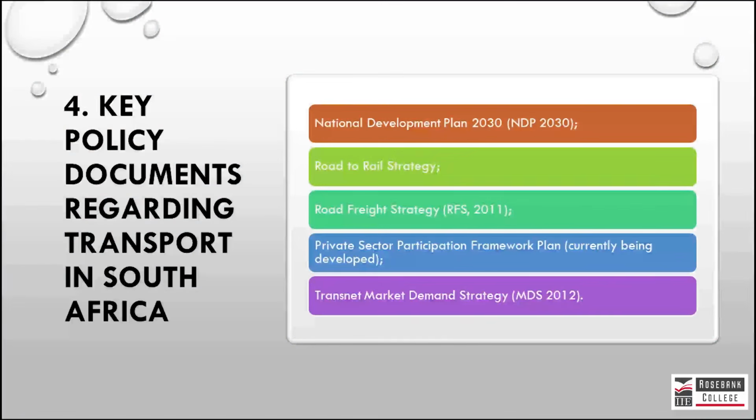Now we look at key policy documents in South Africa. There are many policy documents in South Africa in relation to transport. However, the following 5 are the most important. The National Development Plan 2030, Road to Rail Strategy, Road Freight Strategy, Private Sector Participation Framework Plan, which is currently being developed, Transnet Market Demand Strategy.